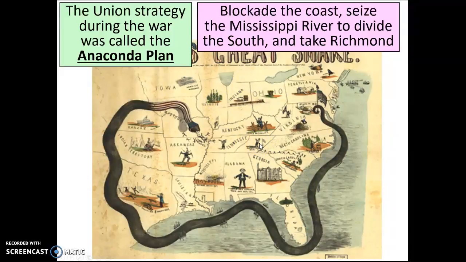So essentially, it's a multi-part plan. First off, the thing the Union wants to do is blockade the coast. When the South secedes, the U.S. Navy doesn't go with it. The Navy stays mostly aligned with the United States of America. So they have access to this huge amount of naval power, and they use that power to blockade the South.